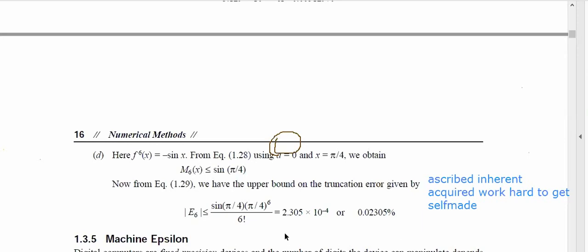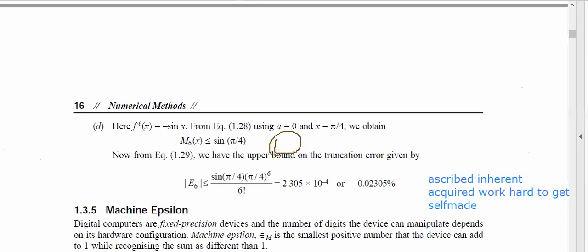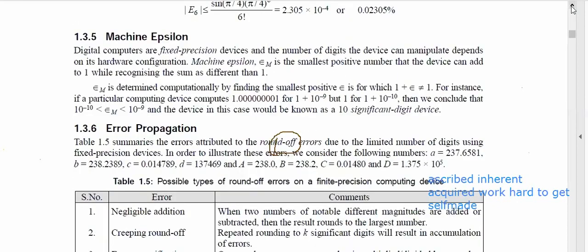Now next, I don't know whether machine epsilon is in your course or not. I have not seen your course. You can check it. Error propagation is in the course. What the device can manipulate depends on its hardware configuration. Do you get this point or not? It is a device which has a limited or fixed number of significant digits which it can handle and deal with, and this depends on its make and design, that is the hardware configuration.